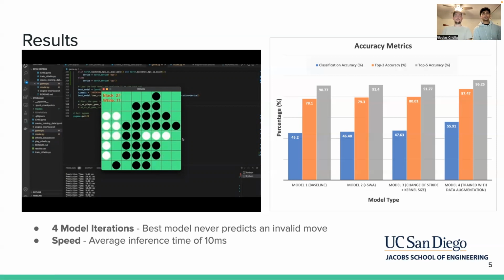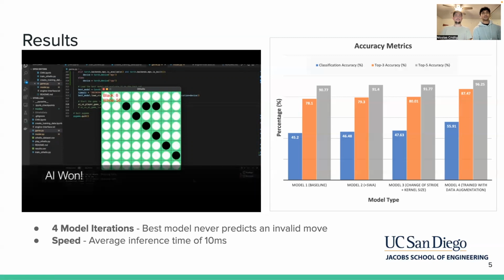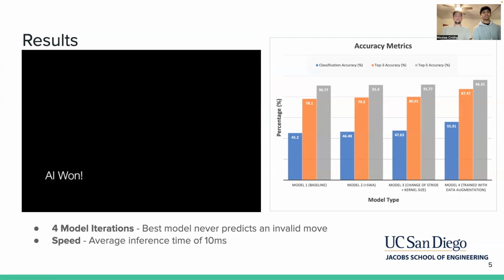And this Othello checkerboard is something we built, so you can play against our AI as well. All the code is on GitHub. And then we also have other examples of our AI playing against us, but this is just one game. And as you can see, the AI beat us pretty easily.